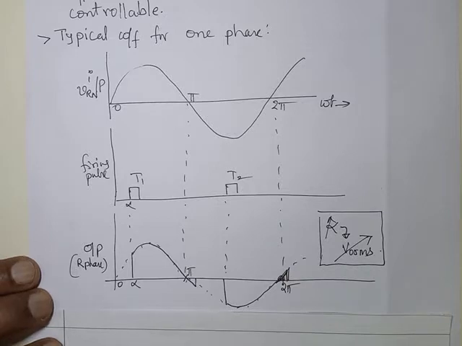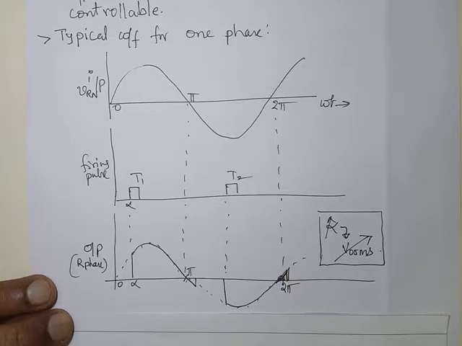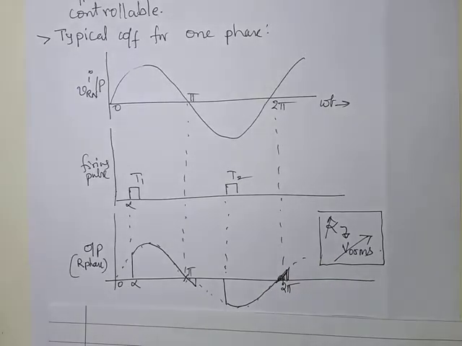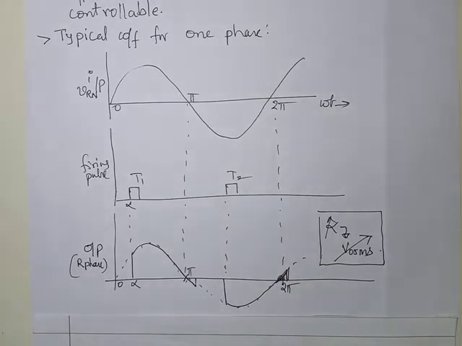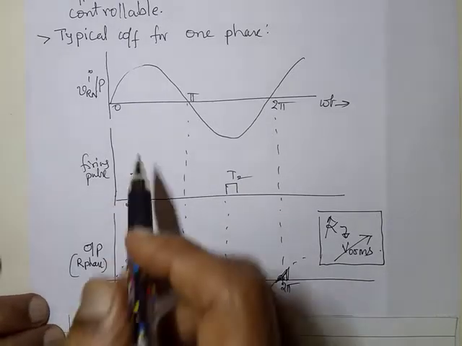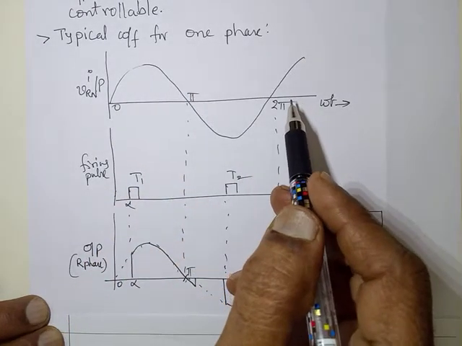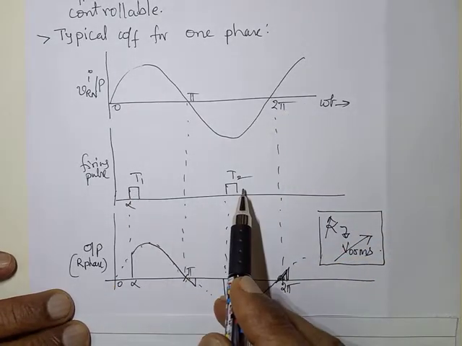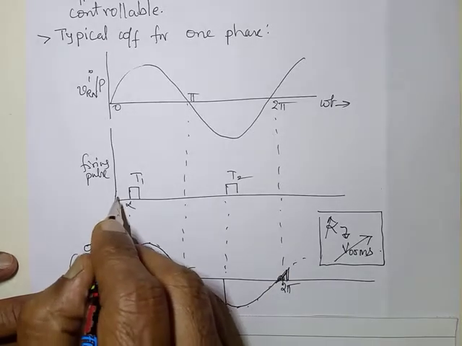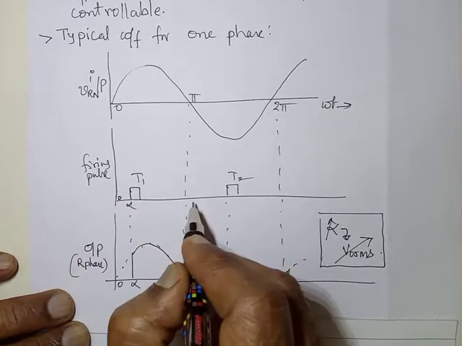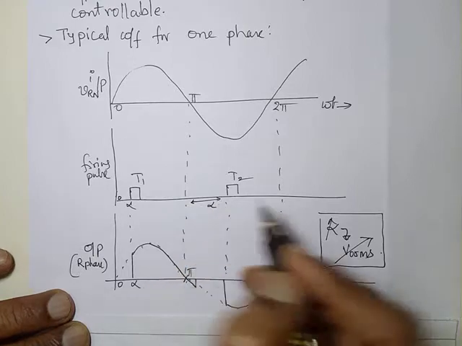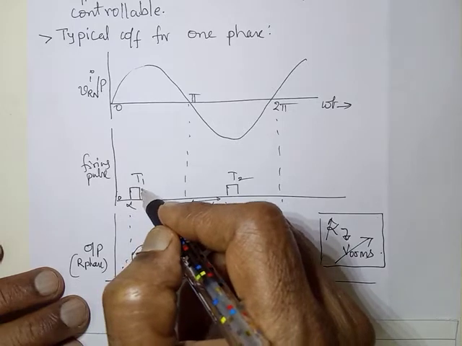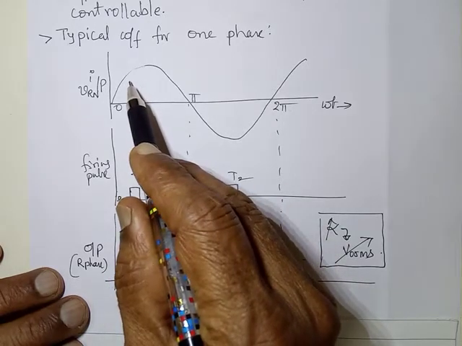I will show one phase, and the same happening will be true with the other two phases also. Let us see for the R phase. R phase voltage is shown here. It is sinusoidal, and in R phase we have two SCRs, T1 and T2. We trigger them with a delay alpha, like this, and when we trigger T1, corresponding supply voltage is positive.